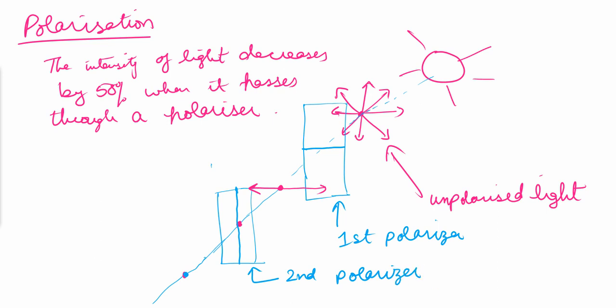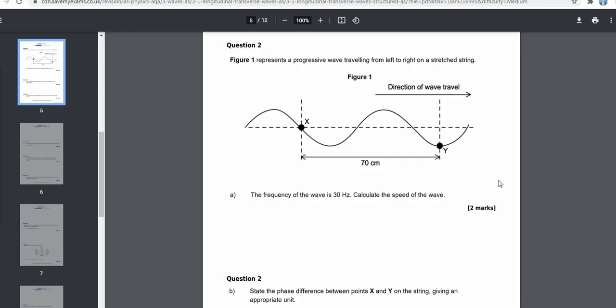Okay, so this is it for polarization and this topic of waves. Now I'll do an example question, and then this topic will be done. Let's do this exam related question. It says that figure 1 represents a progressive wave traveling from left to right on a straight string. Part A. The frequency of the wave is 30 Hz. Calculate the speed of the wave.